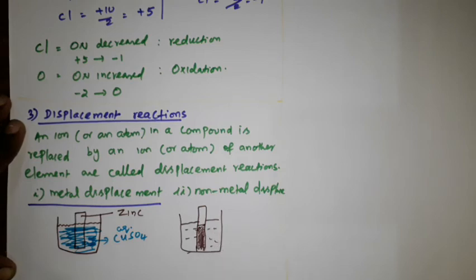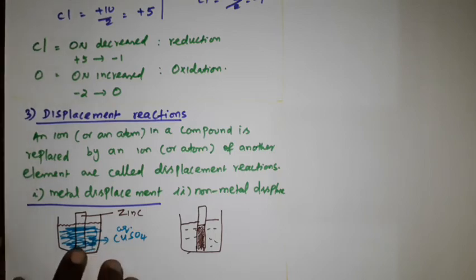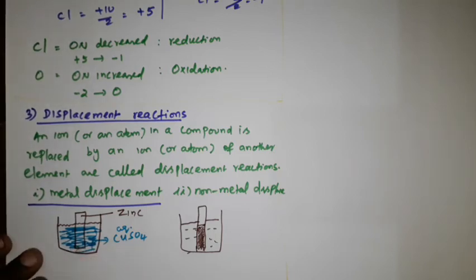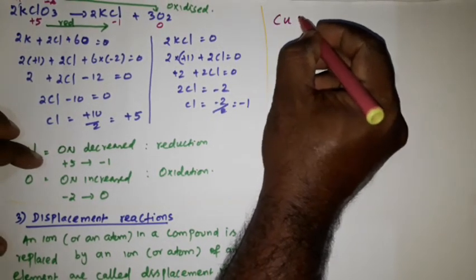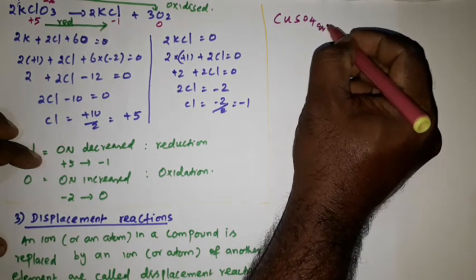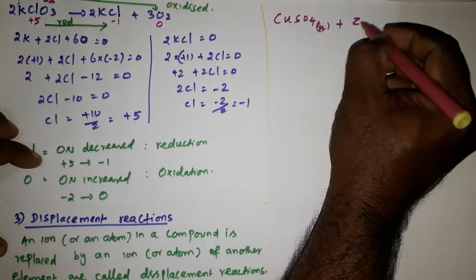So place a zinc metal in the copper sulfate solution. After some time observe the solution: the intensity of the blue color will be reduced and finally disappear. You can see that copper is coated on the zinc metal. So this is called metal displacement reactions. Now see the equation: copper sulfate CuSO4, aqueous, plus zinc, solid, that is metal.